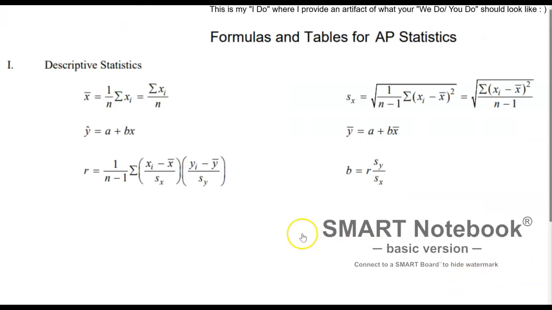Next, let's get into the formulas and tables for AP Statistics that will be provided for you guys. Again, the whole purpose here is to make this video as short as possible, so let's get into it. Something that I can highlight here real quick is this would essentially be one variable statistics. This, as you guys can see, is two variable statistics.